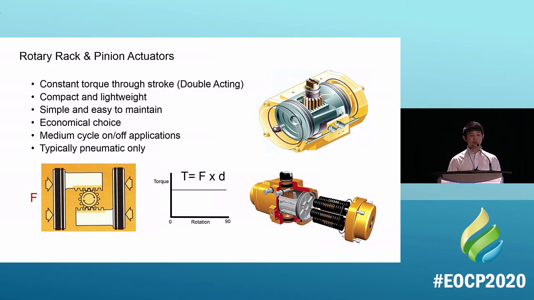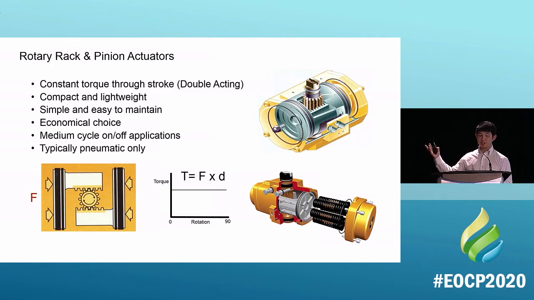It's a pretty simple concept. You have two racks on either side. They're connected by these gear teeth to a pinion. When the pressure pushes in on either of those racks, they rotate the pinion and they give you your rotary action. So this is only for rotary valves.